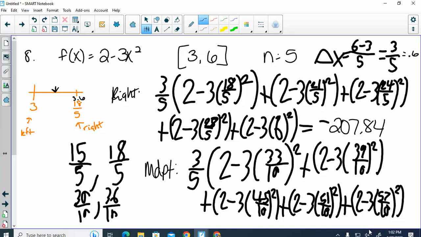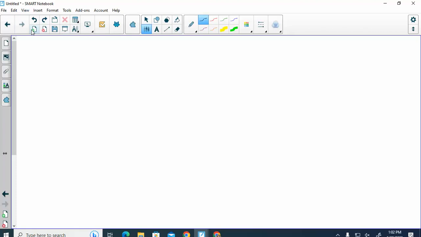Doing okay with this? All right, number 9. And just so you know, if you have problem 12 or 13, I'm probably going to change those because the numbers are really, really ugly as I'm working ahead on these.